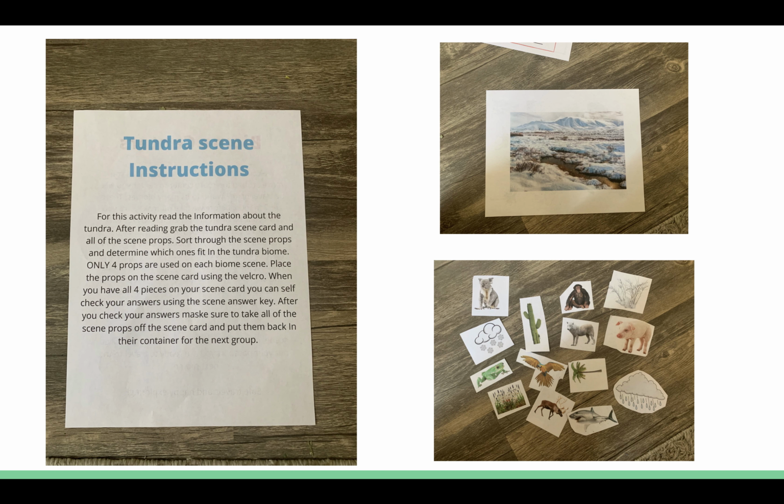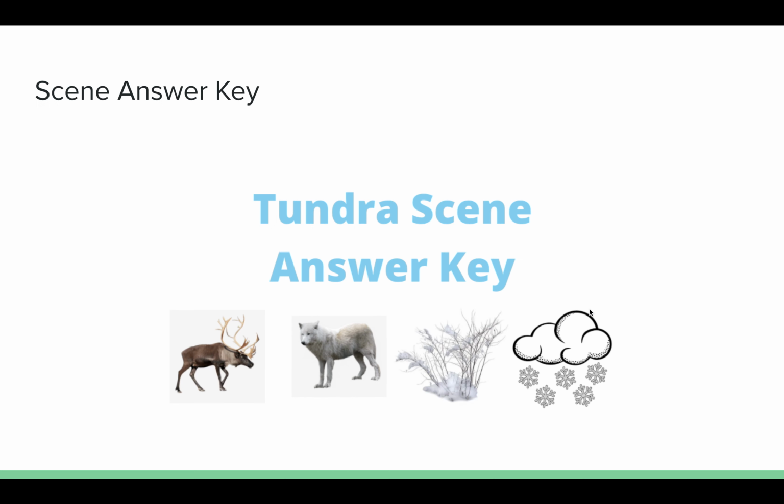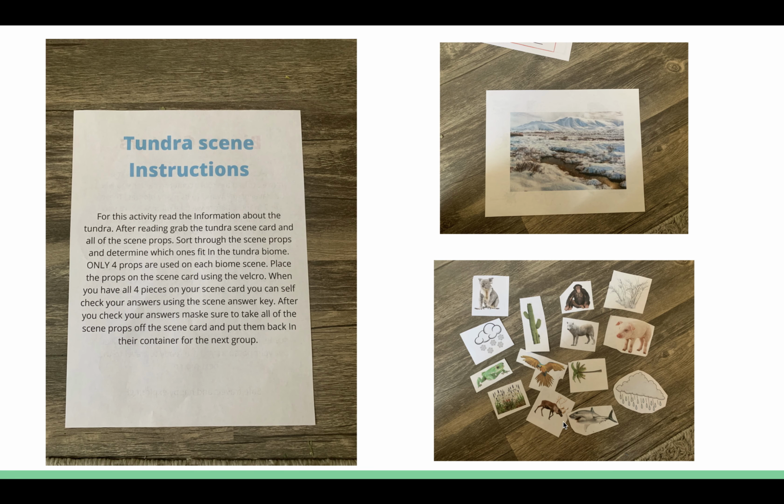And then this is the scene instructions that go a little bit more in depth than the overview, so they have more clear-cut instructions. These would be laminated, and the picture will have Velcro on it so that they could just Velcro them right on. So they'll look at these props and they'll be able to pick which ones will go on the scene. And then each center will have an answer key like this so that they can check to see which props fit on their scene.